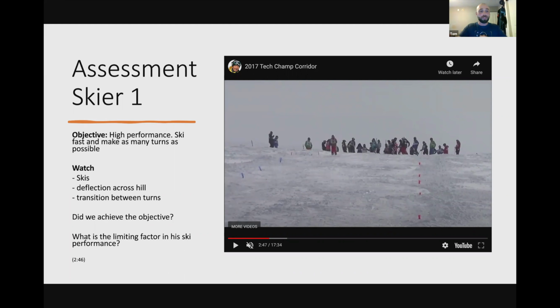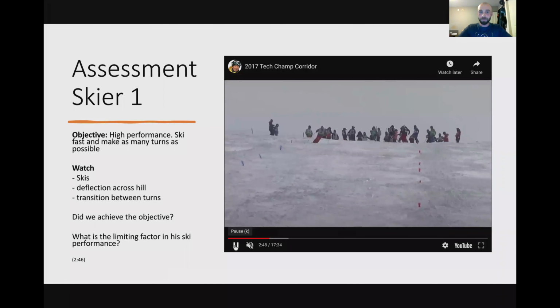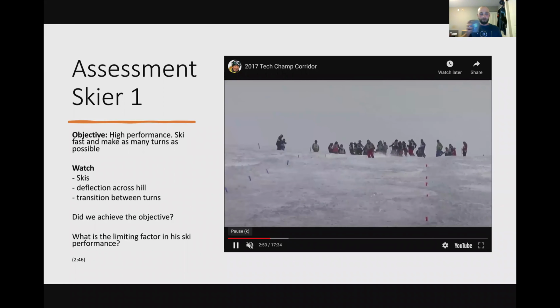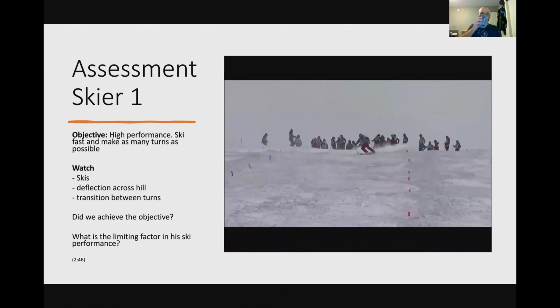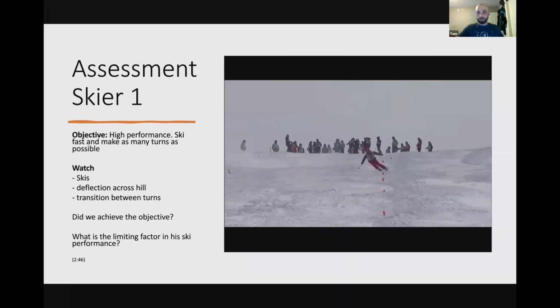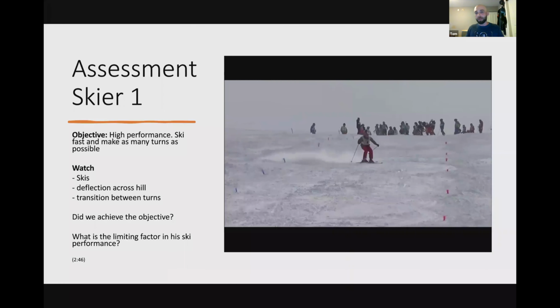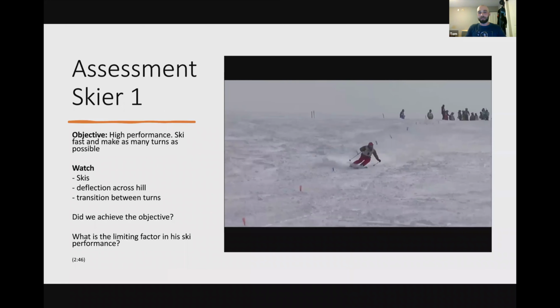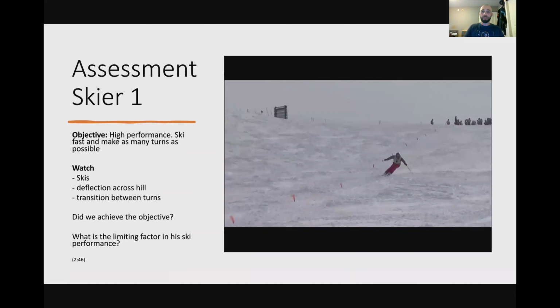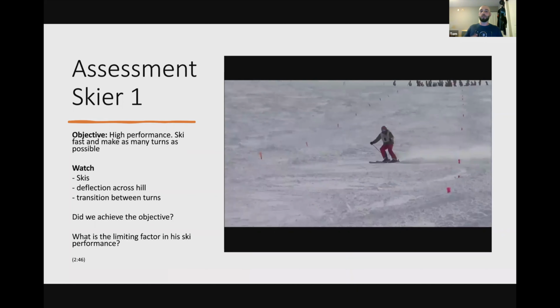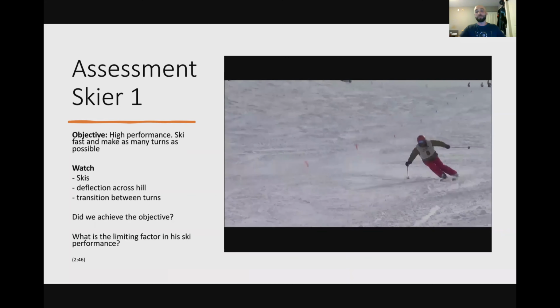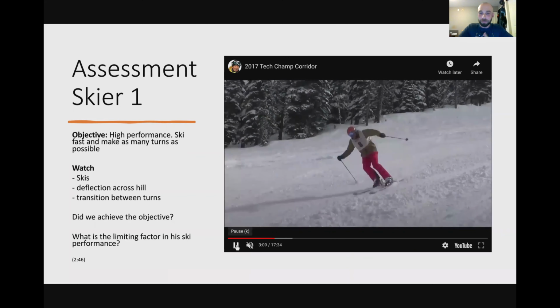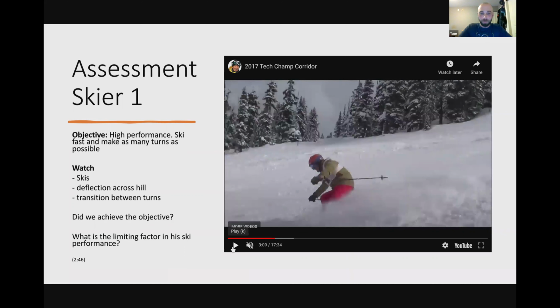So when we're watching this skier, let's watch the skis. Let's watch the deflection across the hill, and see if they're linking smoothly between the turns. So I'll let this run at full speed. Now, the question here again, I'm thinking, is he achieving the objective here? Are we skiing the corridor? Are we skiing fast? Are we letting the skis push us across the hill with high performance?